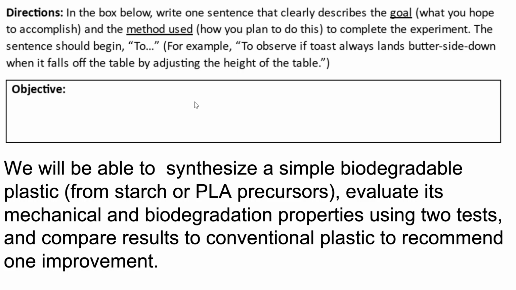Again, the directions state in the box below, write one sentence that clearly describes the goal, what you hope to accomplish, and the method used, how you plan to do this and complete the experiment. The sentence should begin, for example, to observe if toast always lands butter side down when it falls off the table by adjusting the height of the table.